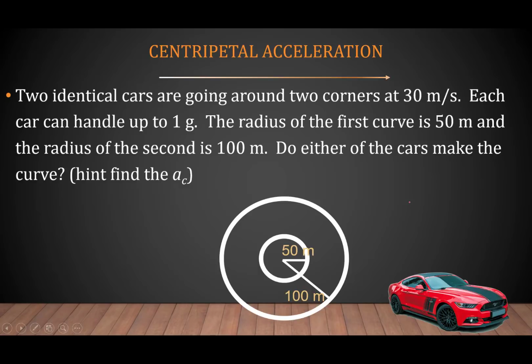Okay, so let's think about this. Two identical cars are going around two corners at 30 meters per second. Each car can handle up to 1 g. The radius of the first curve is 50 meters, and the radius of the second is 100 meters. Do either of the cars make the curve?